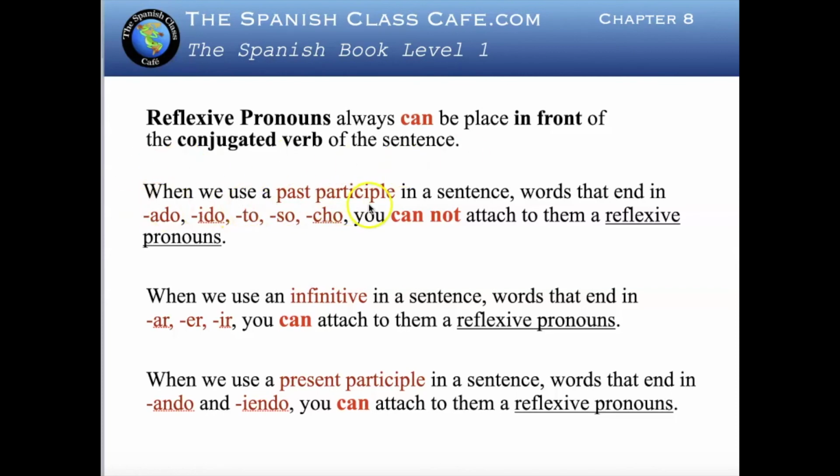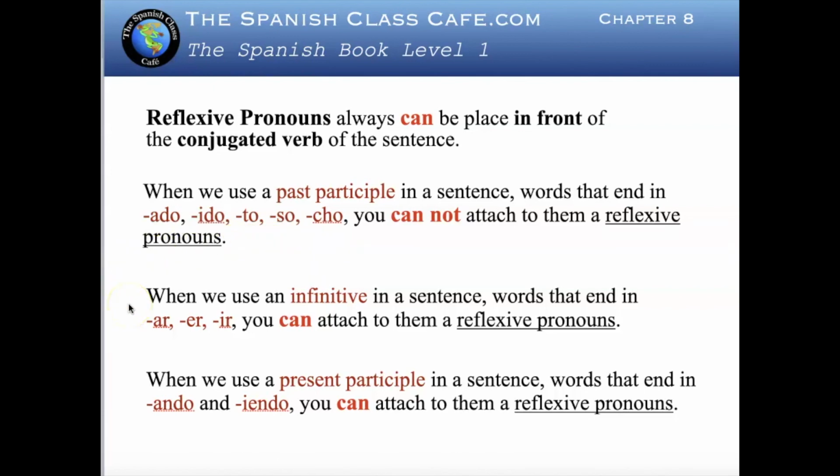Now, when we use a past participle in a sentence, words that end in ado, ido, to, cho, remember those are the endings for the past participles, you cannot attach to them a reflexive pronoun. Therefore, in the compound tenses, the seven compound tenses in Spanish that use the verb haber as an auxiliary verb, the reflexive pronoun has to be in front of the verb haber. The haber is the conjugated verb. You cannot attach reflexive pronouns to past participles.